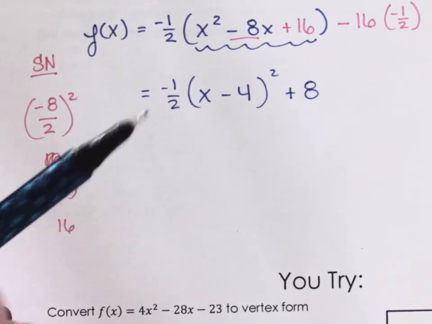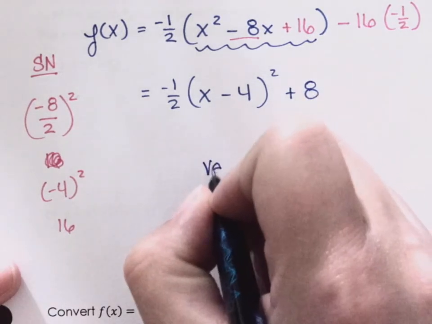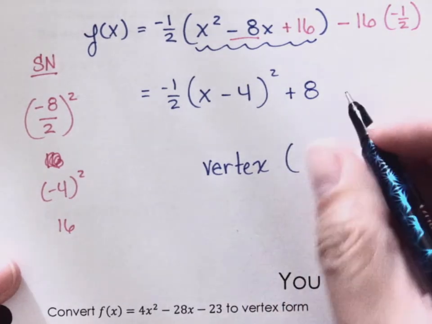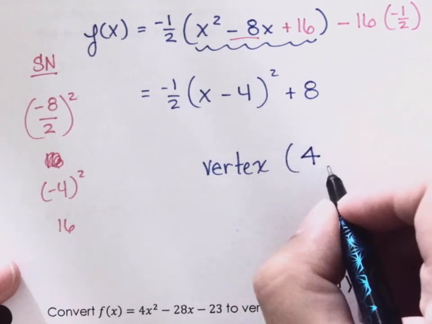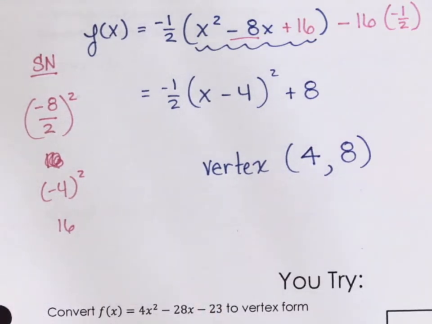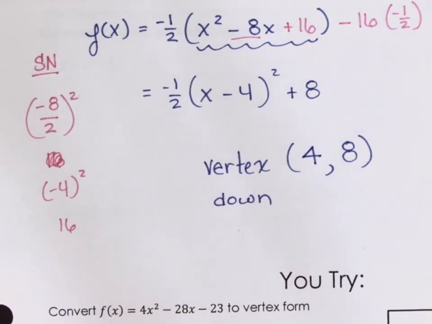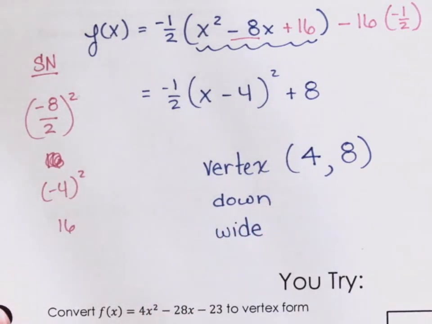So where's my vertex of this one? Let's talk about this graph for a second. Where's my vertex? What kind of 4? It's that opposite sign, right? So it's +4 and +8. Which way does my graph open? Down. And is it going to be narrow or wide? Wide, because it's the fraction, right? Yeah, wide.